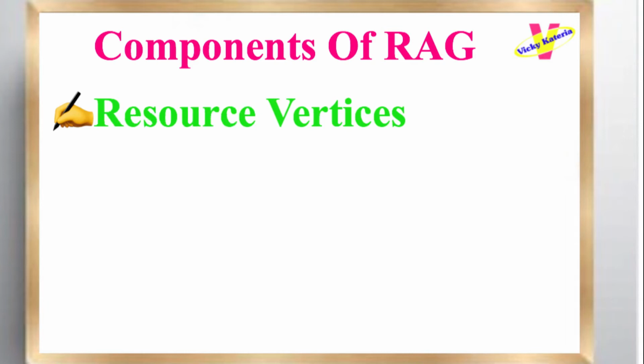Resource vertices. Resource vertices represent the resources, depending on the number of instances that exist in the system. Resource vertices may be single instance or multiple instance. They are drawn as a rectangle by mentioning the dots inside the rectangle. The number of dots inside the rectangle indicates the number of instances of that resource existing in the system.